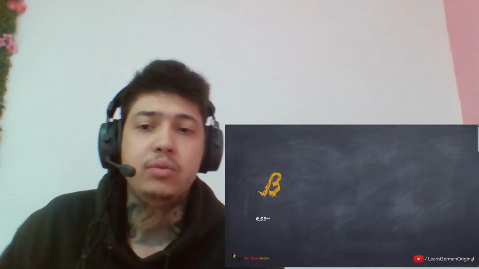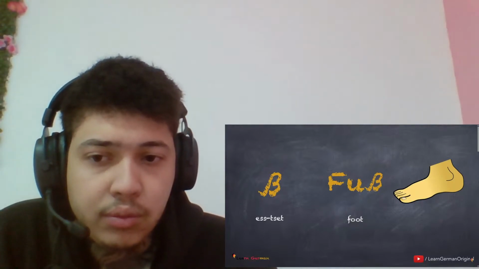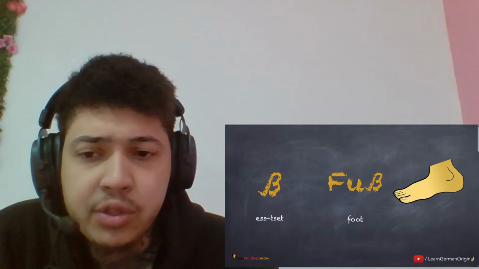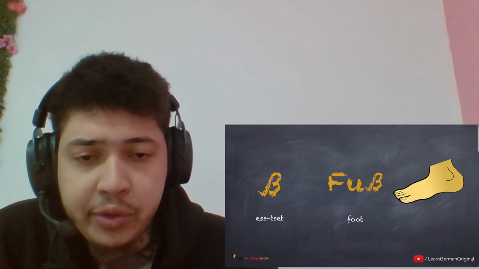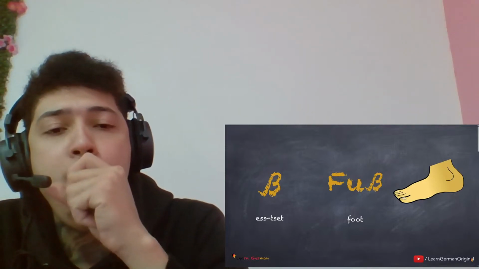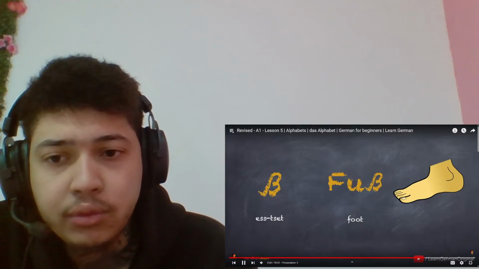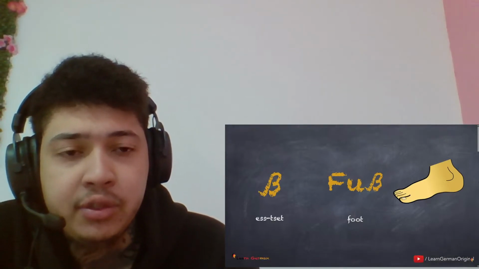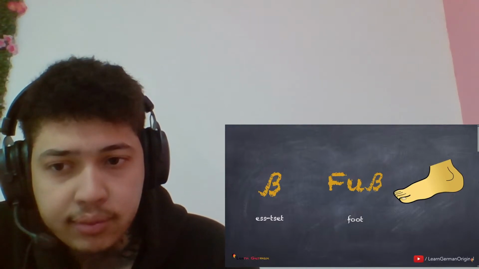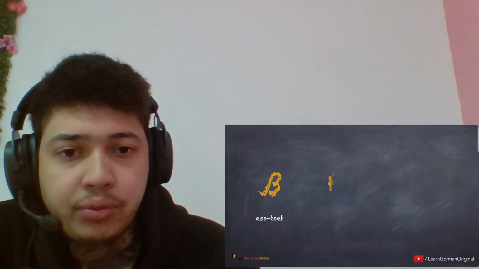The last one looks like a beta sign. That is Eszett. Fuß. That's foot. It is the same as when you would bring 2 S together. Now, these are the 30 letters of the German alphabet.